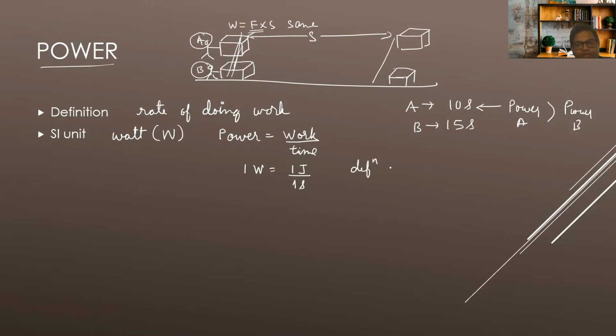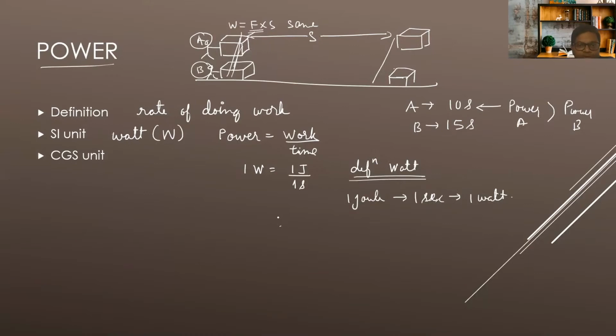If you want to define a watt, we say that if 1 joule of work is done in 1 second, then the power dissipated is 1 watt. The power spent or dissipated by the body is 1 watt. That is how you define a watt.